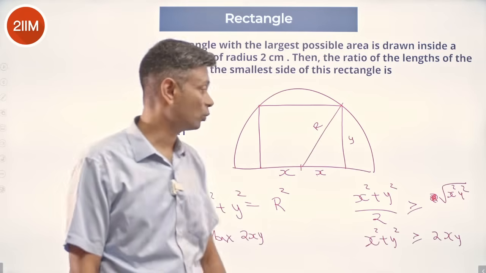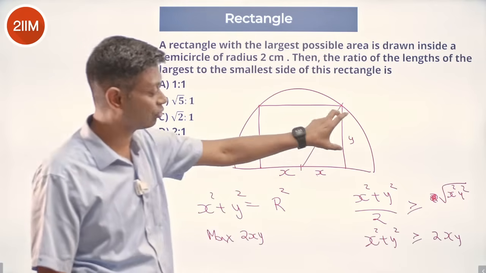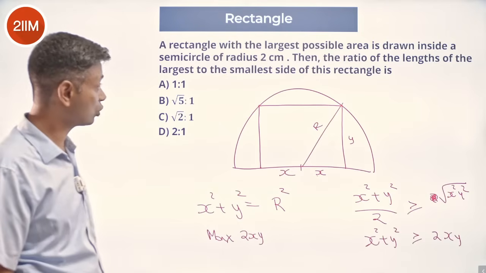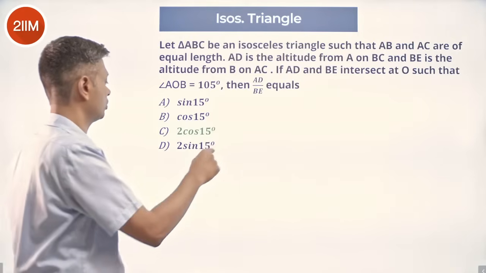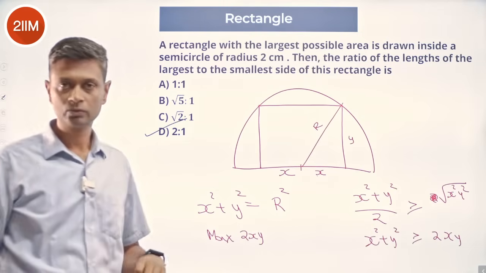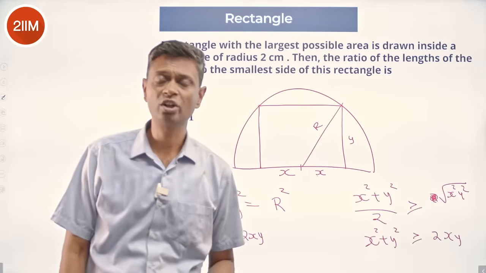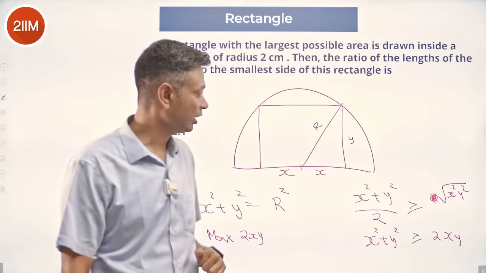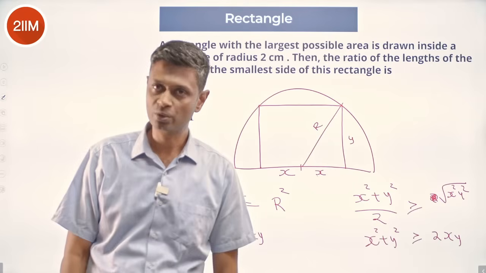When x is equal to y, this is 2x, this is y, this is twice of this. Ratio of the largest to smallest side of this rectangle is 2:1. X square plus y square is a constant. What is the maximum value of xy? That will happen when x equals y. Plonk in x equals y, largest to smallest ratio is 2:1.